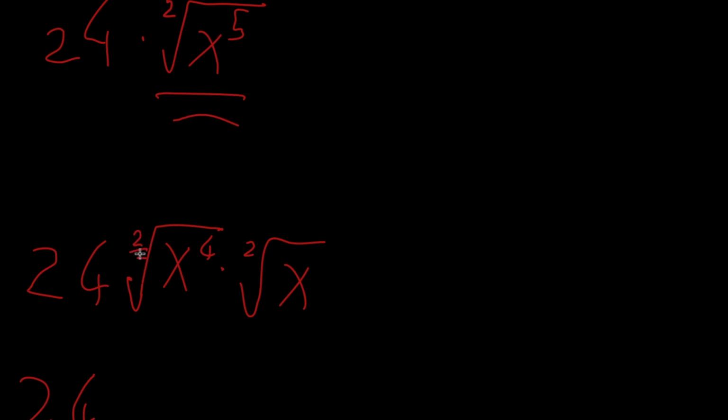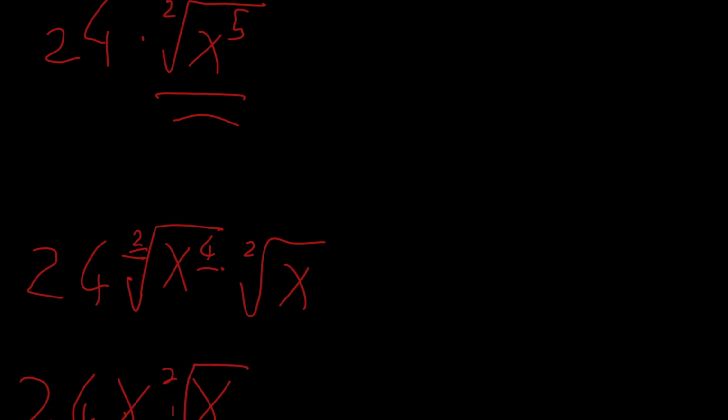But what you do is you divide 4 by the index number. The reason I did this, going from x to the 5th to x to the 4th times x, is that we can do this because 4 is an even number and it's divisible by 2. So we can write it as x to the 2nd. So 24x to the 2nd times the square root of x. And that's what you get, and that's why it works.